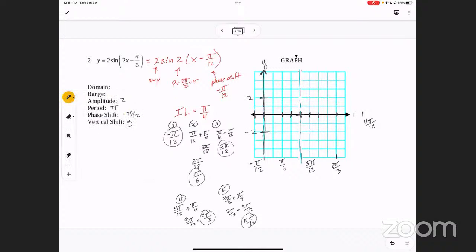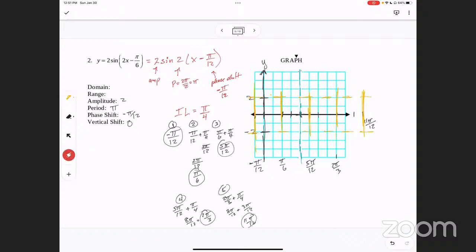My grid is going to be going from here, there, there, and there. There's my 5 points, my 4 intervals and my 5 points. And my top line is here. My midline is the x-axis, and my bottom line is here. Got it? So now I'm going to put my points on here.